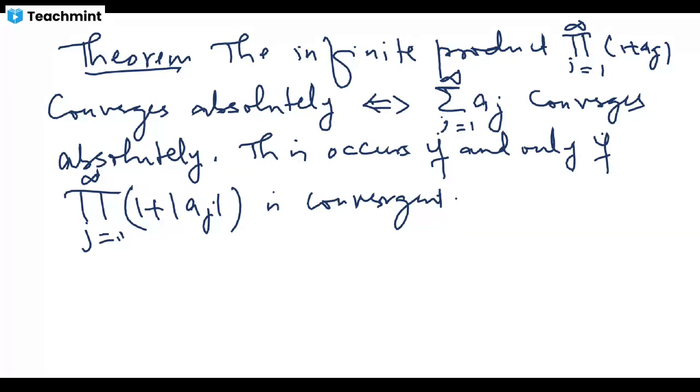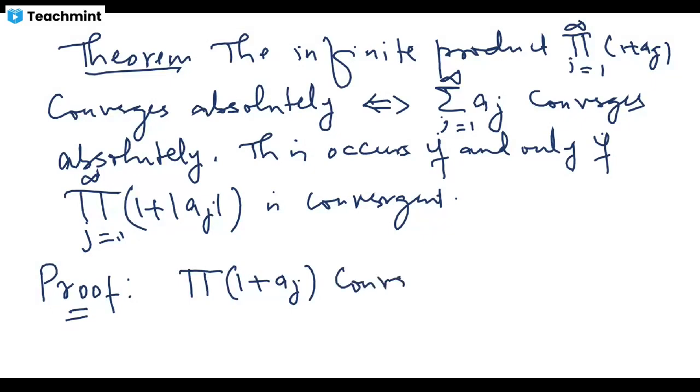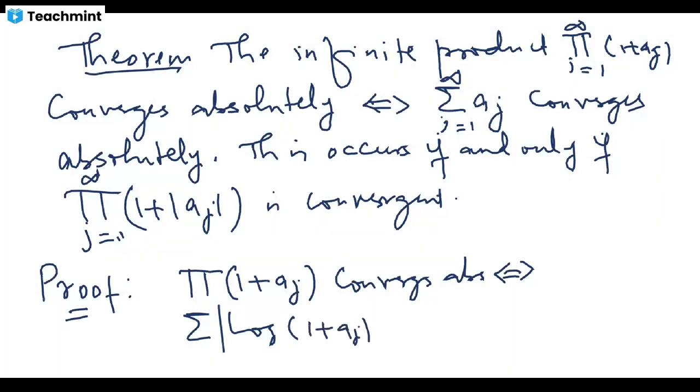But you see, first, by definition, we know that this infinite product aj converges absolutely. I'm going to abbreviate absolutely with abs, if and only if we know this, that this series log of 1 plus aj must be absolutely convergent. Absolute means the convergence of its absolute value, log of 1 plus aj is convergent. Observe this thing. Now we have to deal with the log function.